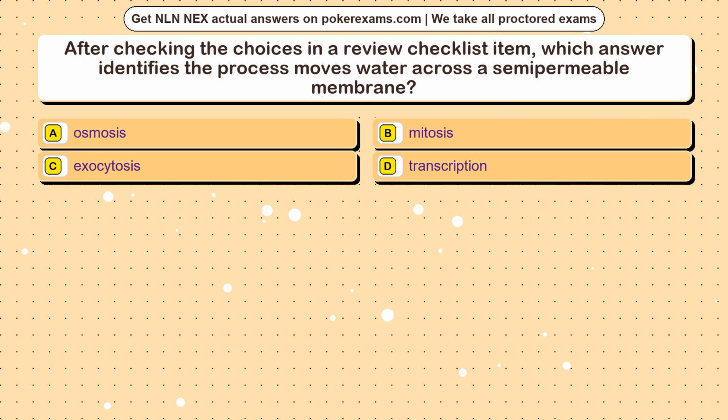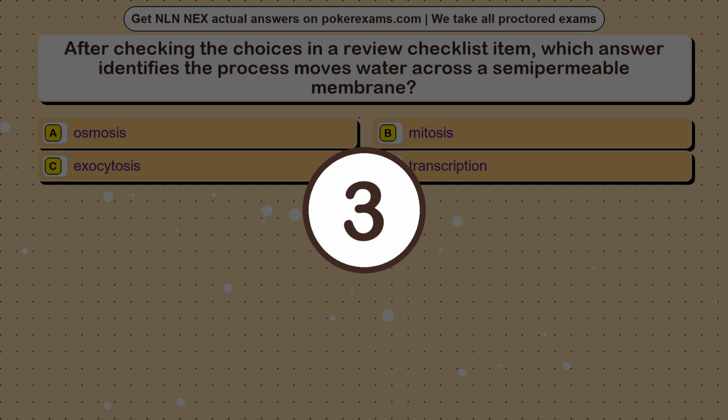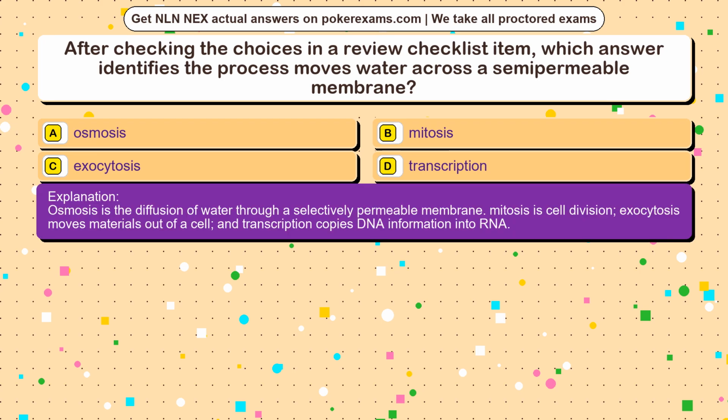Question 3. After checking the choices in a review checklist item, which answer identifies the process that moves water across a semi-permeable membrane? Option A, osmosis. Option B, mitosis. Option C, exocytosis. Option D, transcription. The correct answer is option A. Osmosis is the diffusion of water through a selectively permeable membrane. Mitosis is cell division, exocytosis moves materials out of a cell, and transcription copies DNA information into RNA.